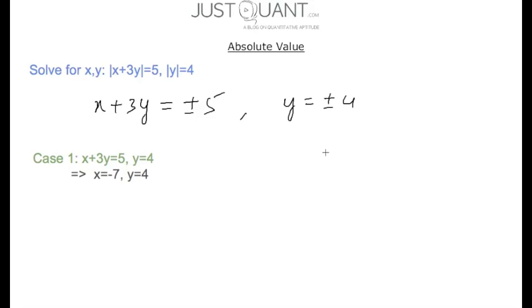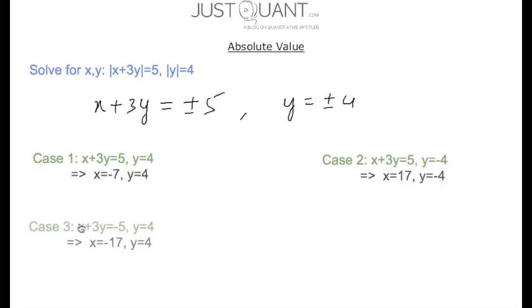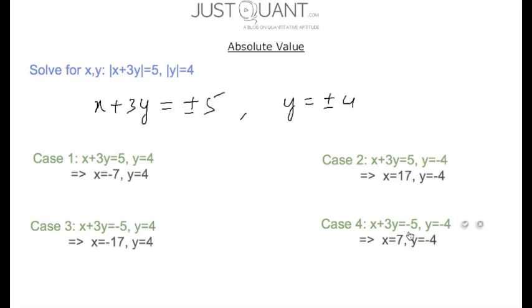And case 2 is when x plus 3y equal to 5 and y equal to minus 4, we get x equal to 17. And case 3 is when x plus 3y equal to minus 5 and y equal to 4, we get x equal to minus 17 and y equal to 4. And case 4 is when x plus 3y equal to minus 5 and y equal to minus 4, we get x equal to 7 and y equal to minus 4. Okay, thus we have the values of x and y in each of these cases.